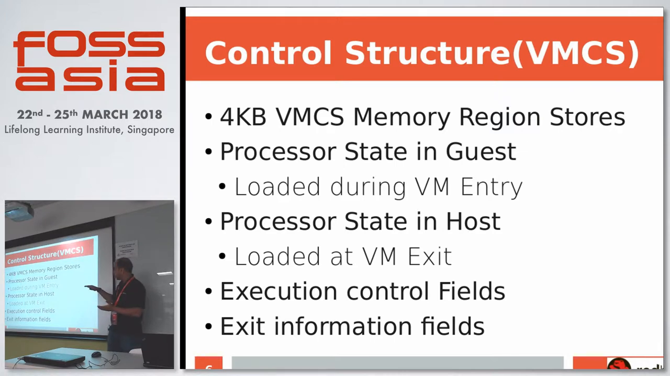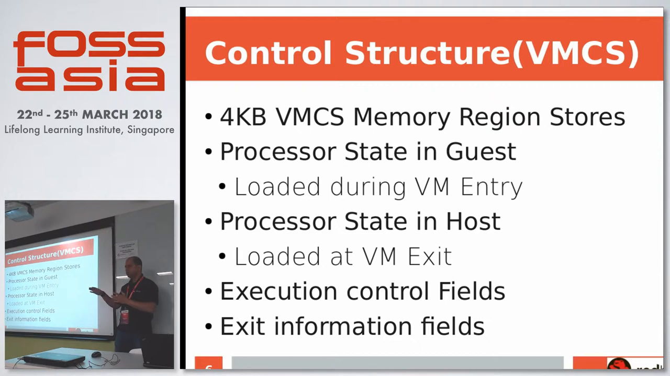So a similar control structure or environment is created in memory, called the virtual machine control structure. It's a 4 kilobyte memory area allocated by the KVM module. It stores a lot of control information used to execute a guest environment, including at which instruction the control moves from guest non-root operation mode to the root operation mode.